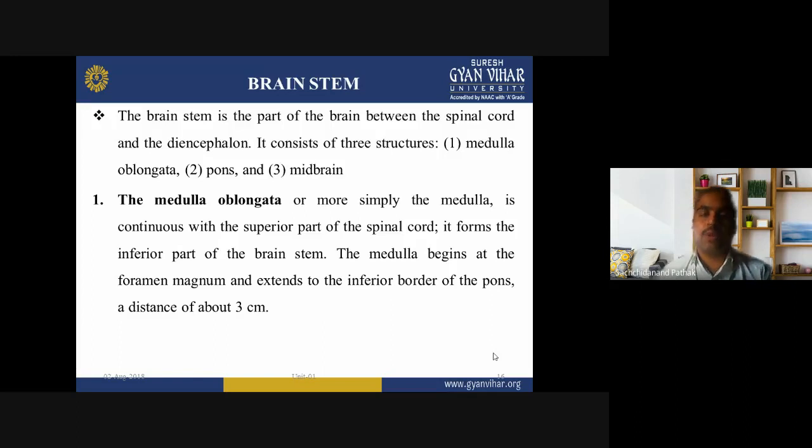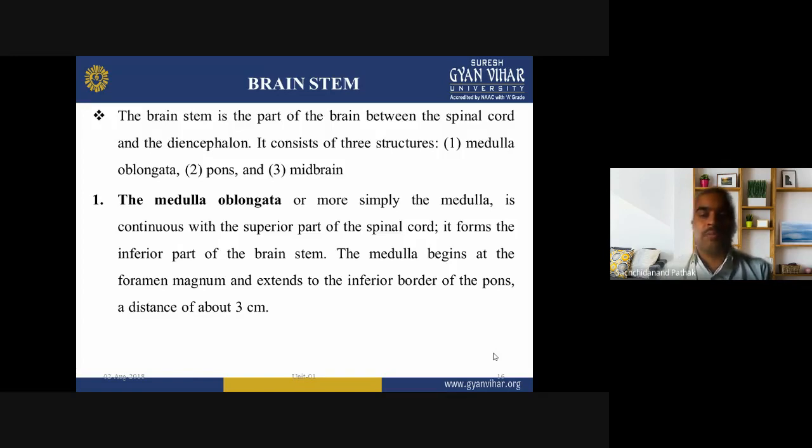Now the medulla oblongata, or more simply the medulla, is continuous with the superior part of the spinal cord. It forms the inferior part of the brain stem. So this medulla oblongata will be continuous with the superior part of the spinal cord, और brain stem के inferior part को form करेंगे.